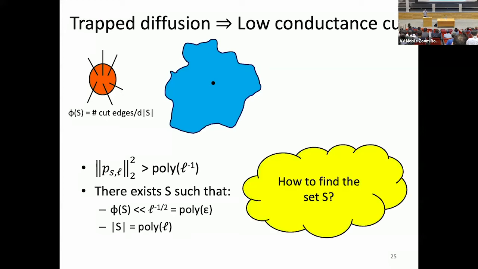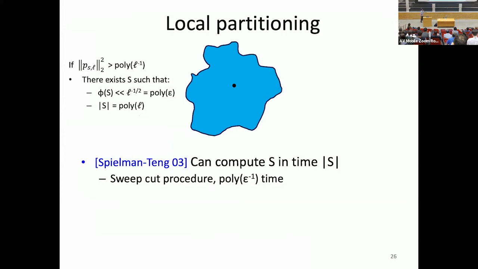And you go, how can you find this set? And also this set kind of lies somewhere around this vertex. So how do you find this set? And this is where now we stand on the shoulders of giants. Spielman and Teng in 2003 gave a local algorithm to compute such a set in linear time, or near linear time. So again, what you have is a vertex such that the 2 norm squared is at least 1 over polynomial in the length.